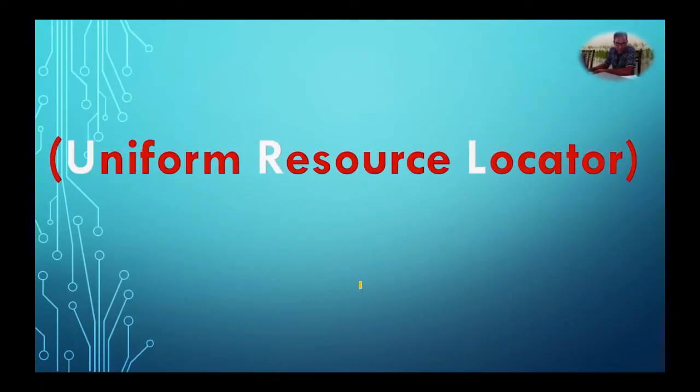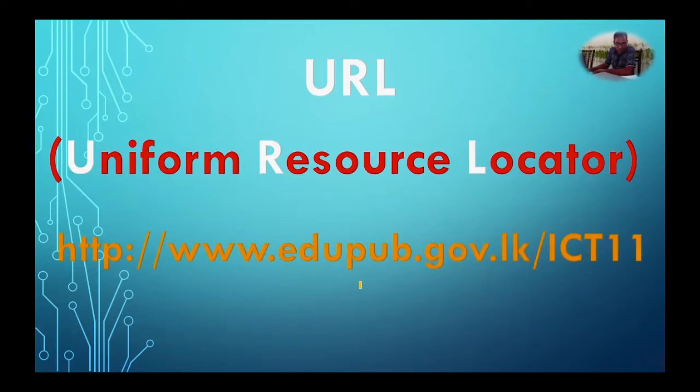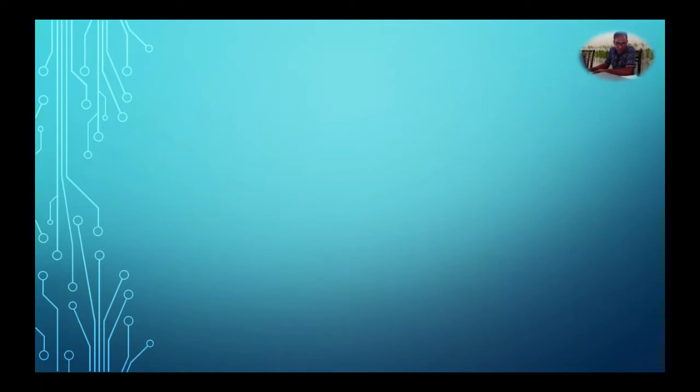Our next topic is the Uniform Resource Locator, which we call the URL. Normally we call this URL a web address. Here is a web address: edupub.gov.lk, the domain name. This is the final destination of this web address. Our need is to get the ICT 11 document, which is contained in this domain name. So before that, we have to group or analyze this web address.